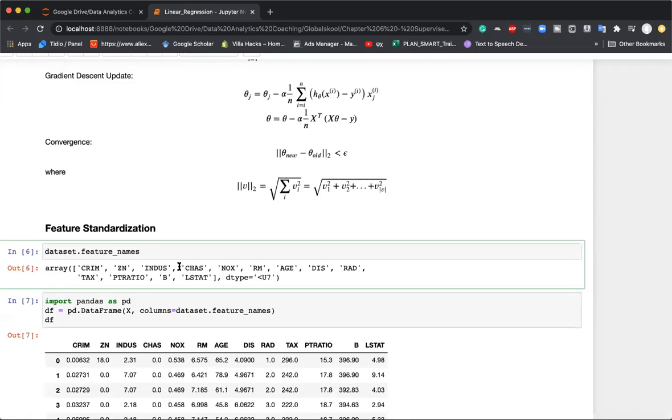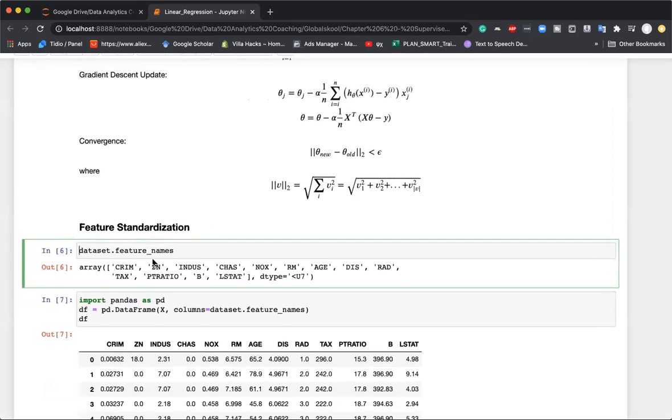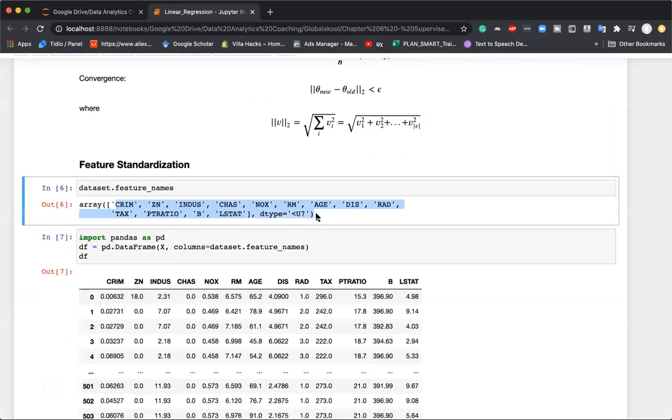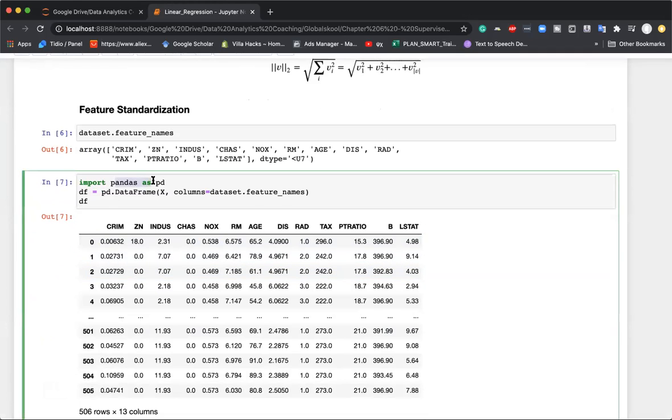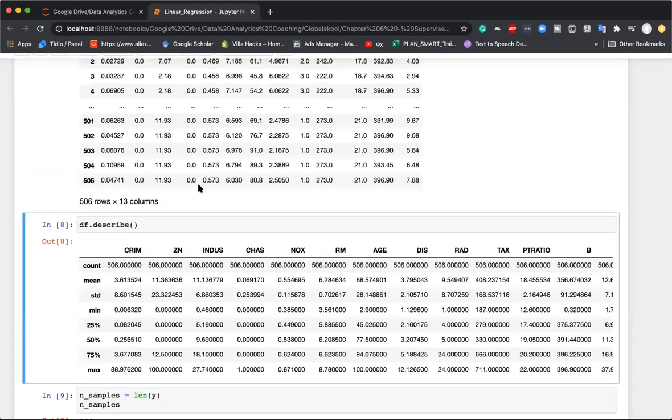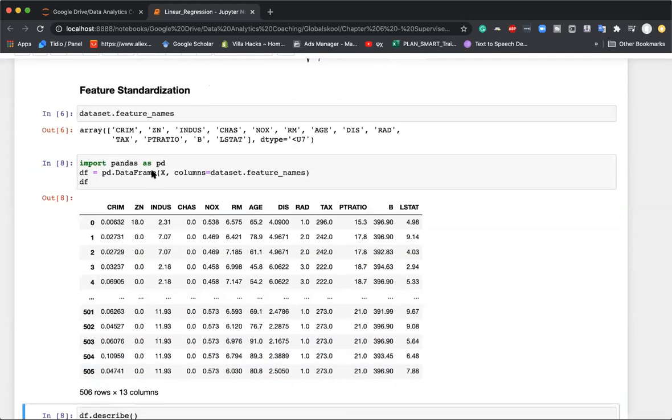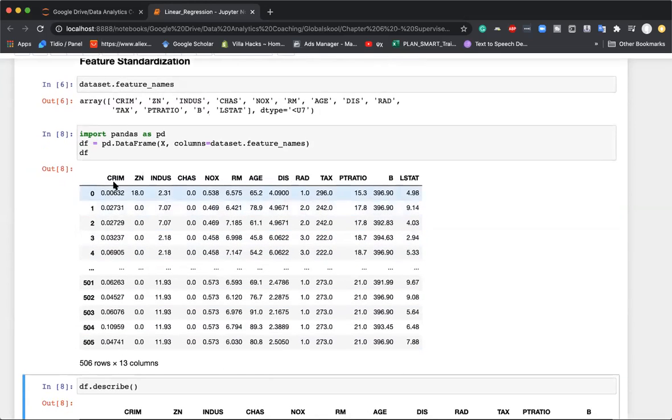Okay. So if we look at the feature names, dataset.feature_names, these are the names of our features. Let us put the data into a pandas data frame so we can view it nicely. So I import pandas and I create a data frame using X, and our column names are given by dataset.feature_names. If we run this, you can see this is what our data set looks like. So there are 13 columns and 506 rows, and this is what our data is.